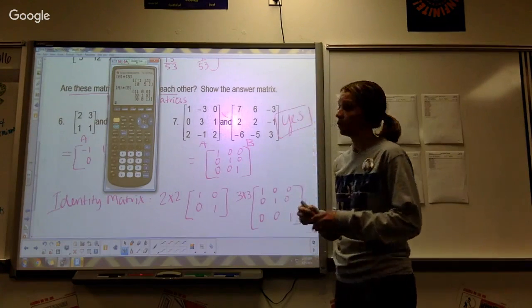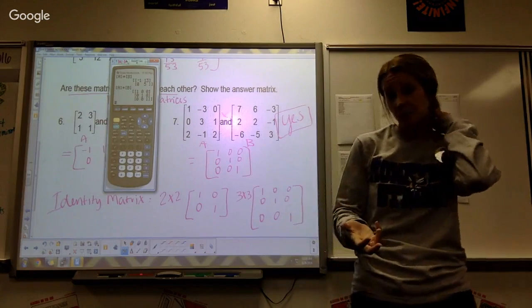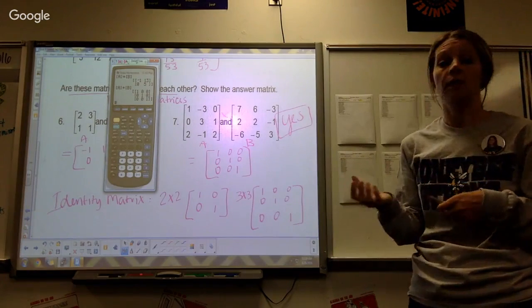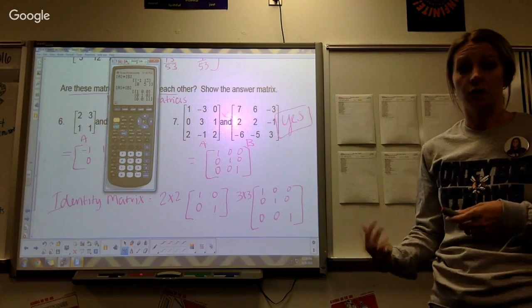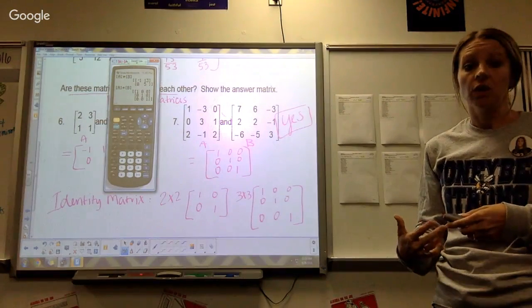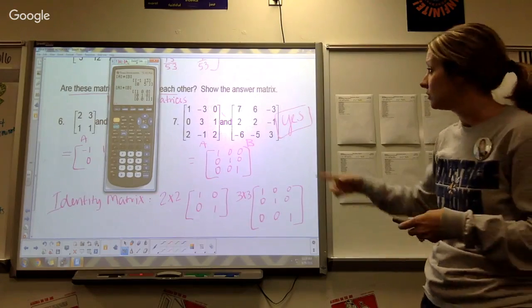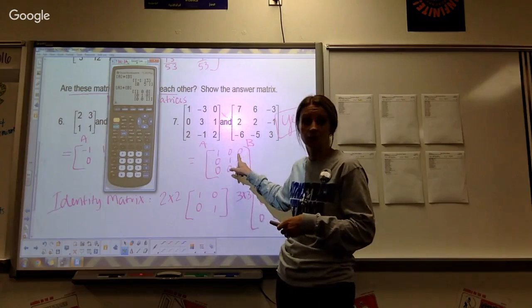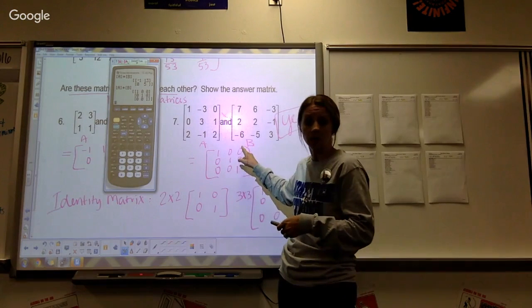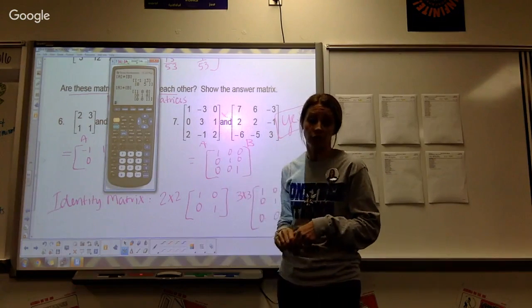Yes, here. So if you're given two matrices, multiply them. When you multiply them, if it gives you the identity matrix, we know that those two are inverses of each other. To check your answer, you could type this one in and find the inverse of that. It should give you this one, okay? Or type this one in, find the inverse of that. It should give you that one, okay?